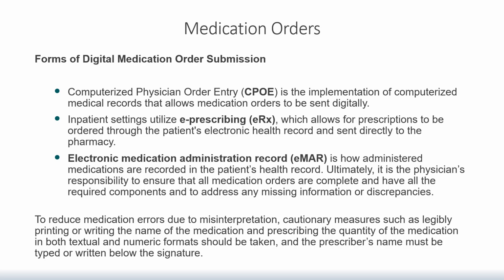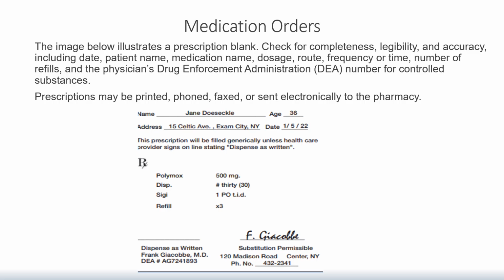To reduce medication errors due to misinterpretation, cautionary measures such as legibility, printing, and/or writing the name of the medication and prescribing the quantity of the medication in both textual and numerical formats should be taken. The prescriber's name must be written or typed below the signature. There's an image here that is a prescription blank.